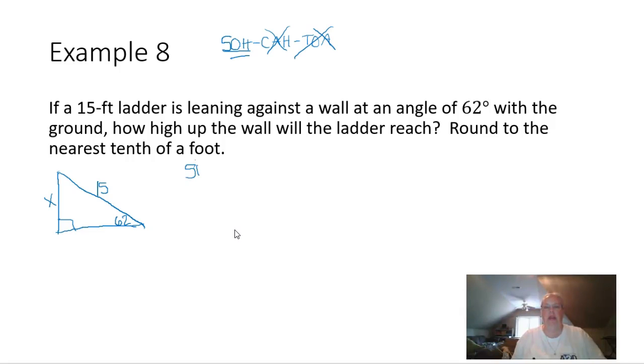All right, so the sine of my angle, 62 degrees, is going to be equal to the side opposite x divided by 15. And if we put a 1 under here and cross multiply, we'll find out that x is equal to 15 times the sine of 62 degrees. And when we put that into our handy dandy calculator, we will find out, when we round it to the nearest tenths place, it is 13.2 feet.